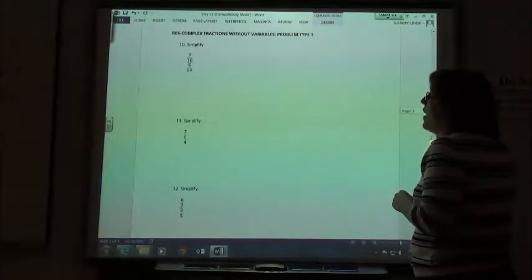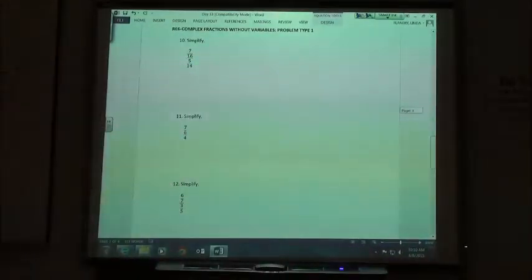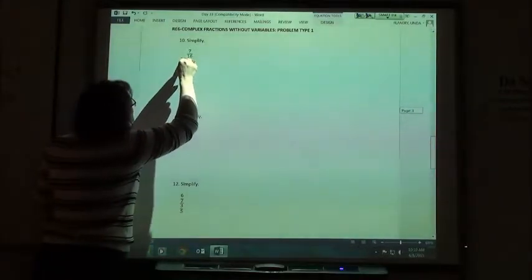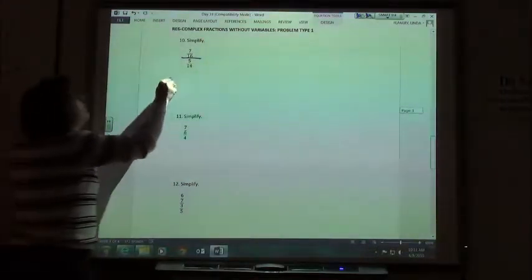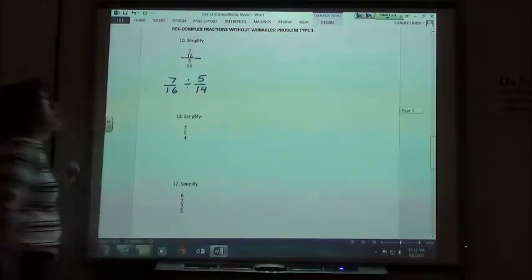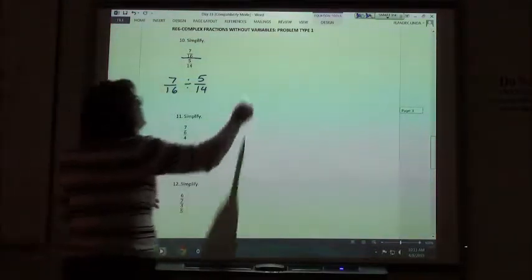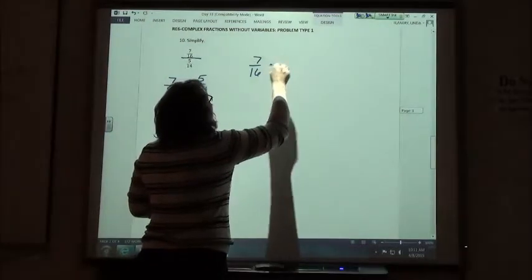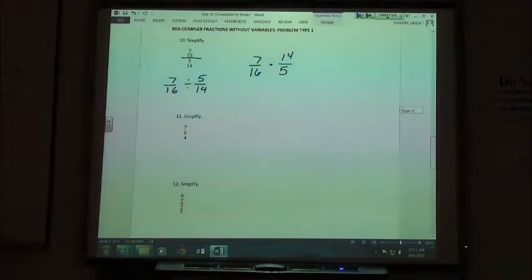The next ones are complex fractions without variables. A complex fraction just means you have a fraction within a fraction. Think of fraction as division. This line here is dividing those two things up. So this problem really could be 7/16 divided by 5/14. When we divide fractions, we have to invert and multiply, or use our calculator, but 7/16 times 14 over 5 is what we would do on our paper if we're not using our calculator.